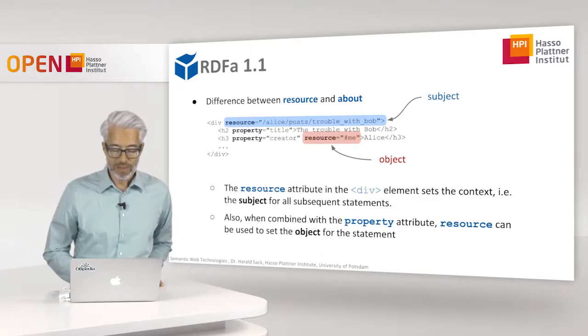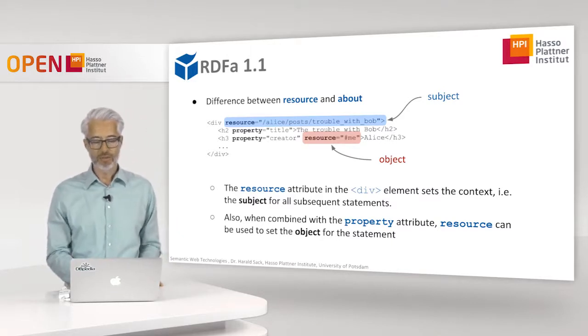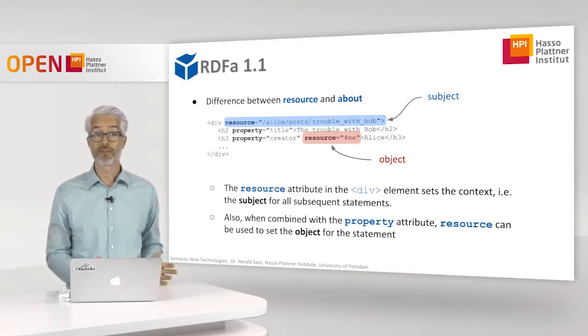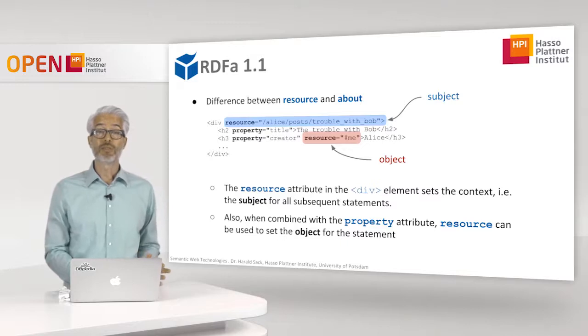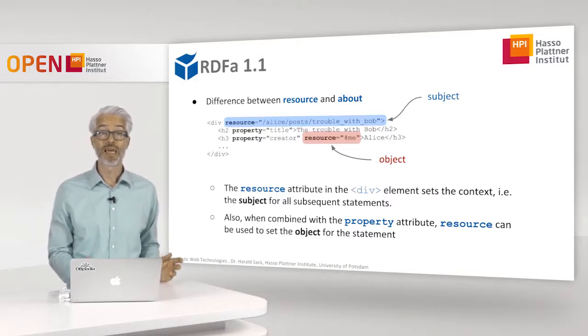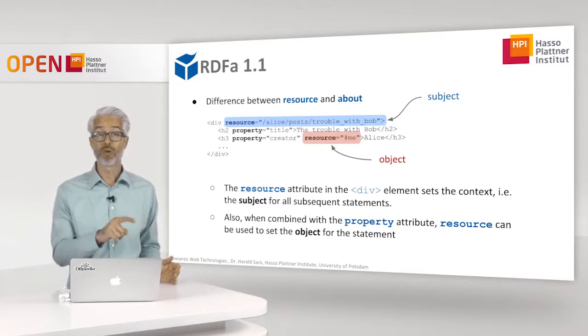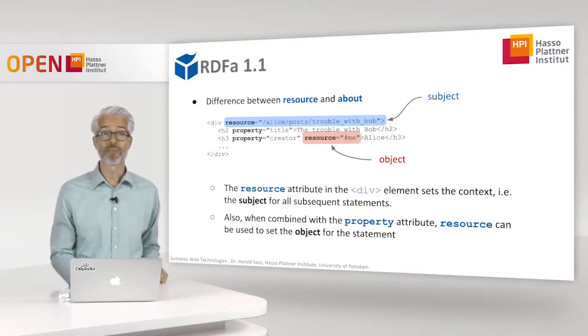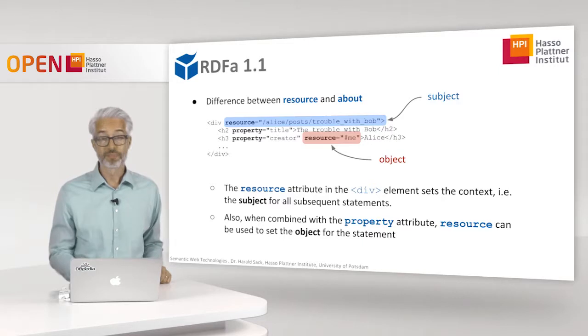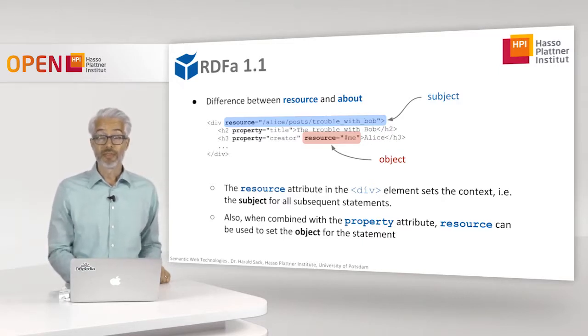And the point is, here I can use resource on the one hand as a subject, so it defines the context for everything which comes after that. But if I use resource together with a property within the same tag that you see here, if I use both properties at the same time, here you see creator, property creator, and resource is me, then the resource will be interpreted as an object.